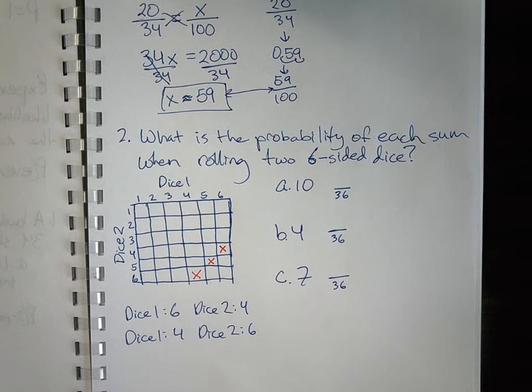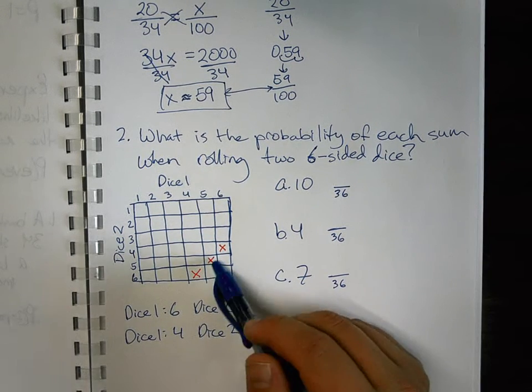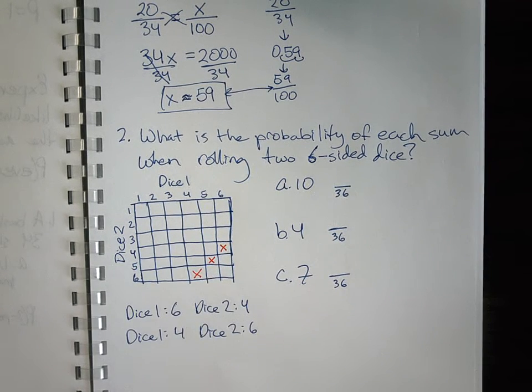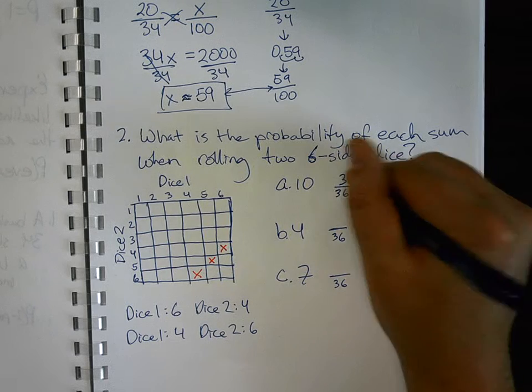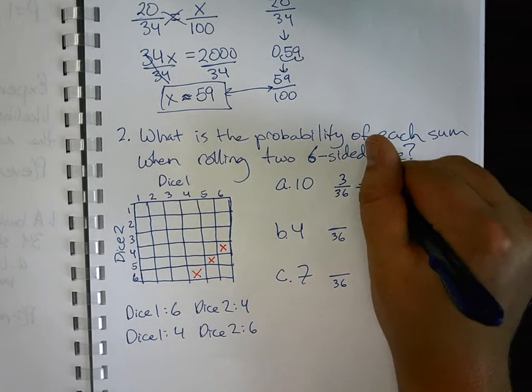Okay, so in total, I can see that 3 outcomes out of the total 36 add up to 10. So I'm going to put 3 over 36, which I can then reduce to 1 over 12.